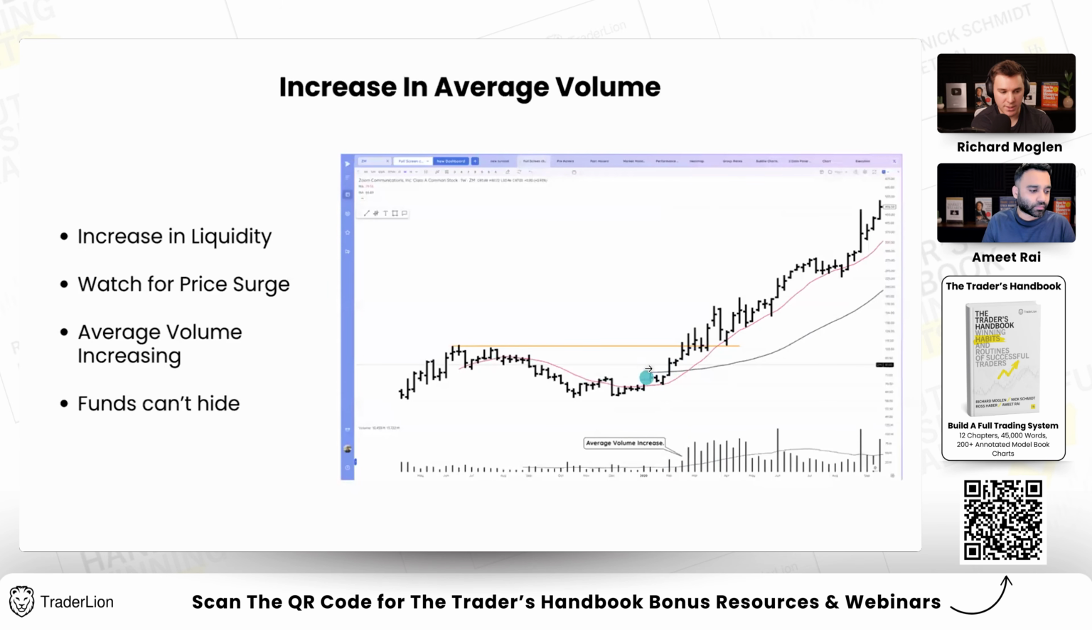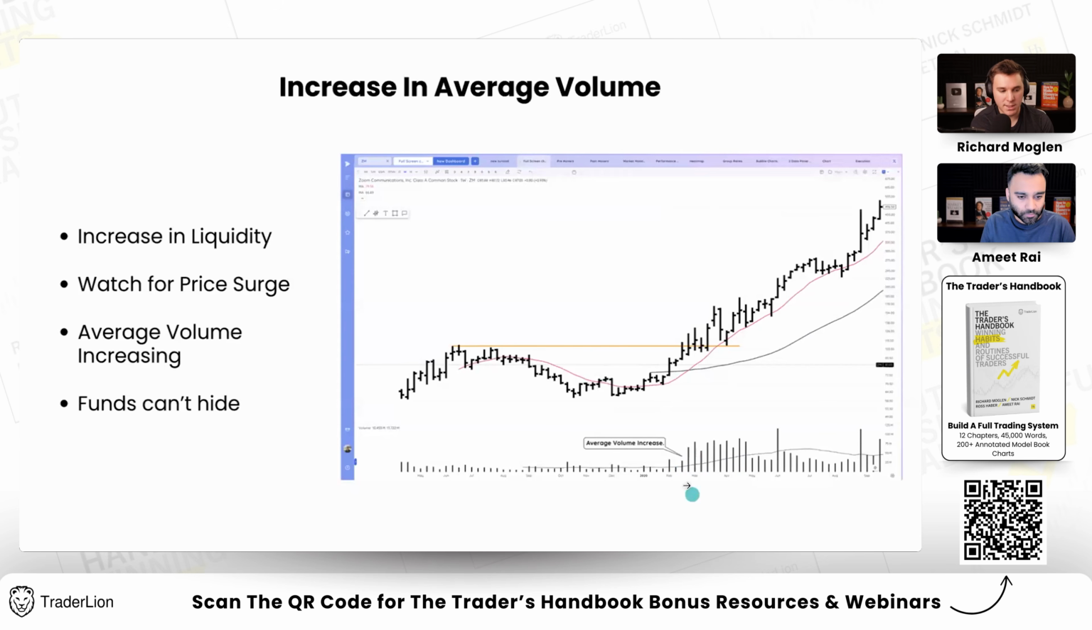This is Zoom. This is the area we're talking about. This is the breakout we talked about on a daily chart. And then this is what happened, of course, afterwards. And in addition to the increase in average volume, look at the respect for the 10-week moving average during this trend. It doesn't want to close below it. But yeah, this increase in average volume is what we're focusing on.